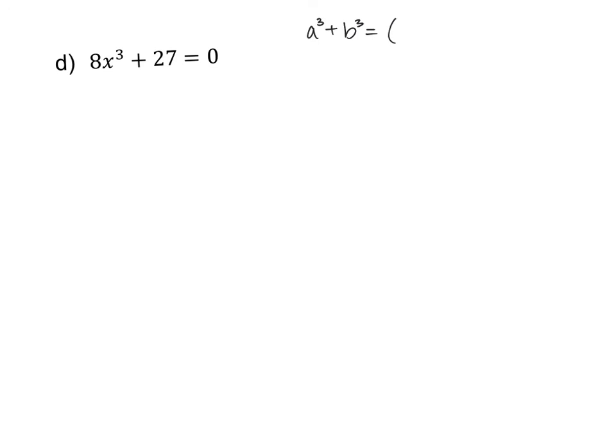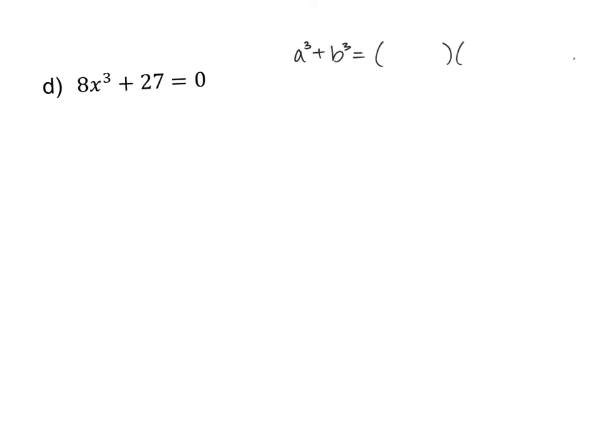So if you're doing a sum of cubes, you can use that formula. Let me bring this down just a little bit. Here we go. So you have a and b. If you use SOAP, this is going to be same, opposite, always positive. You have a squared, a times b, and then b squared.